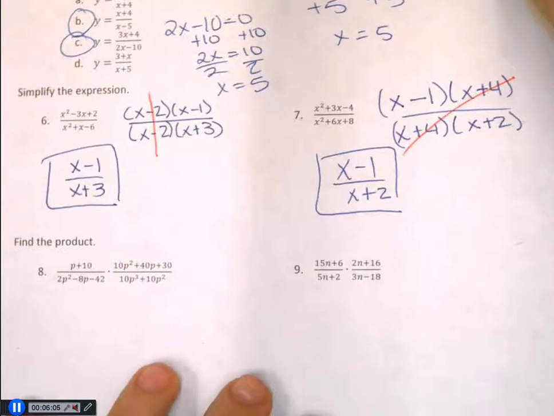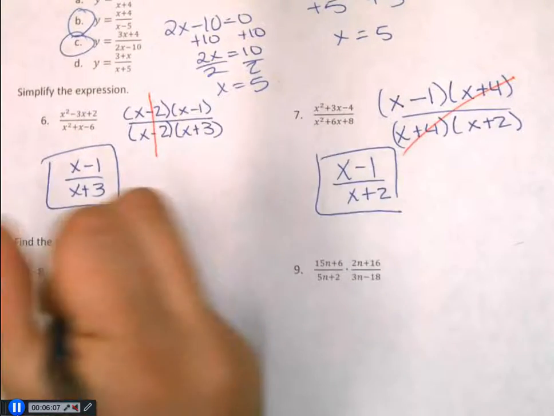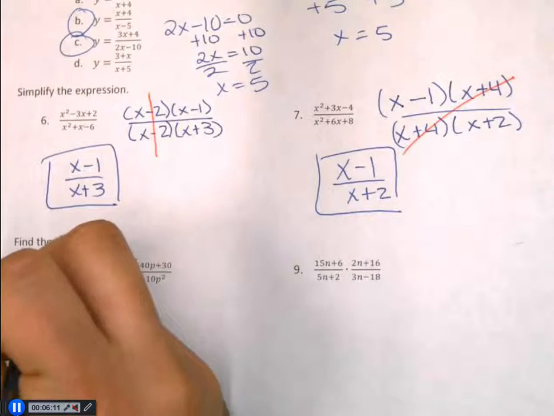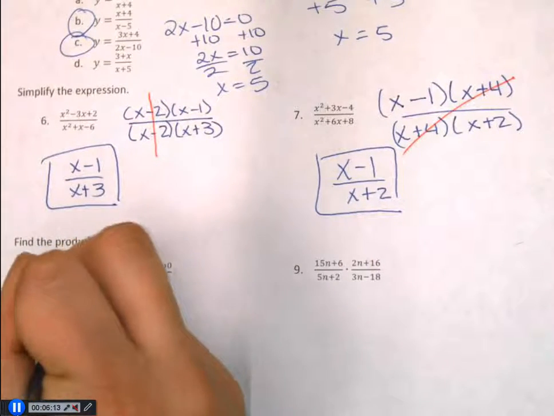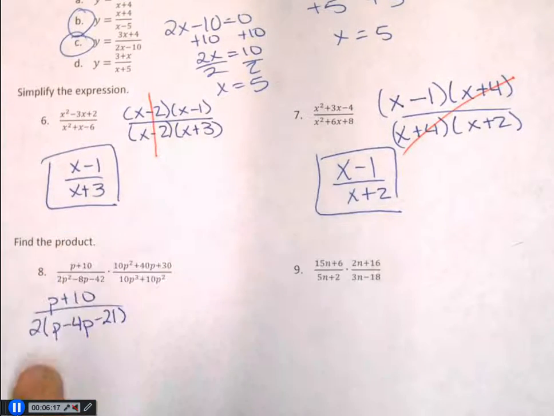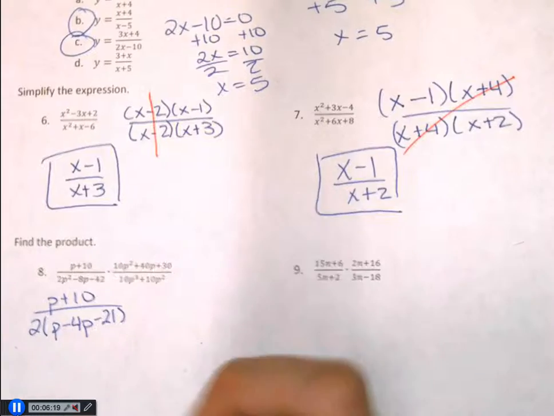Okay, so on number 8, I'm going to do the same thing. I'm going to factor. The top can't factor anything, so I'm just going to have p plus 10. Then on the bottom, I can pull out a 2 because they're all even. This one I'm going to have to go back and factor again, but for now I'm just trying to get it so I can factor it.